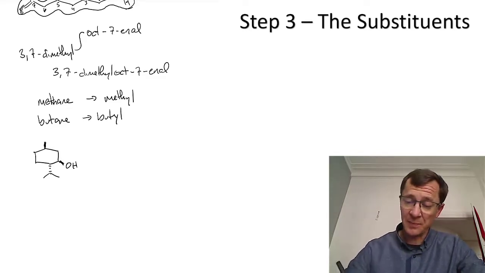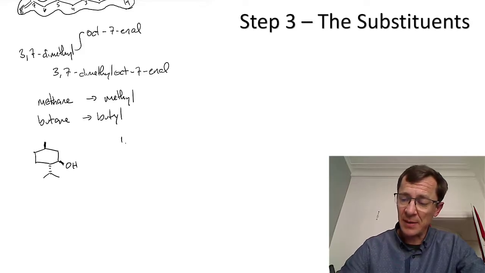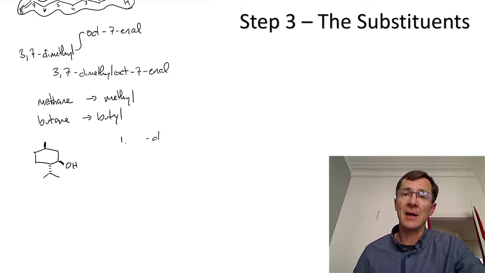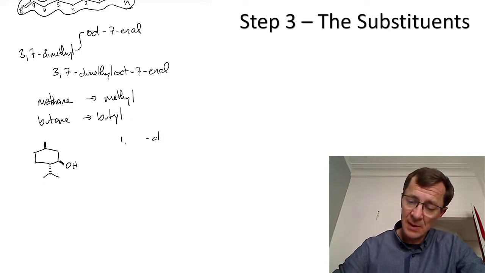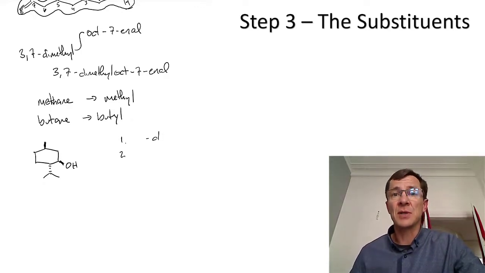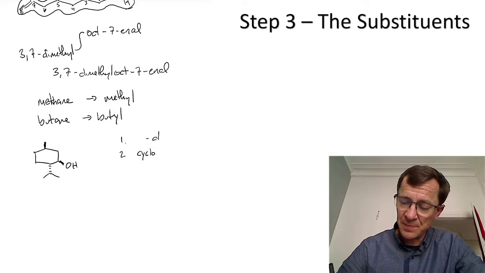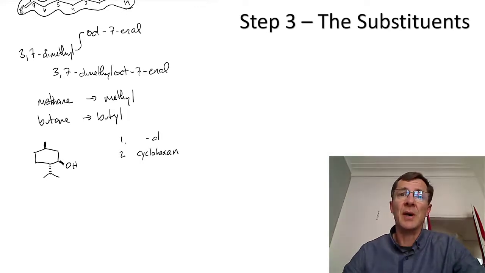We have our functional group. Step 1 is an alcohol. So we end in -ol, not -al like aldehyde, -ol. Second step, parent hydrocarbon, 6 carbons, in a ring, cyclohexyl. A cyclohexane, I should say. There are no double bonds or triple bonds, so it's an -ane, not an -ene or an -yne.